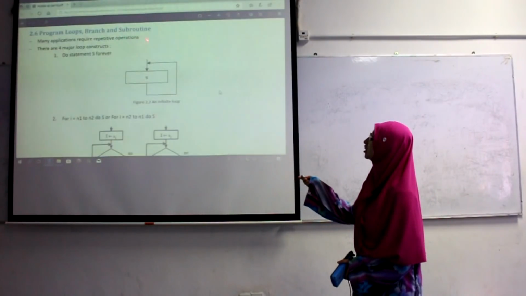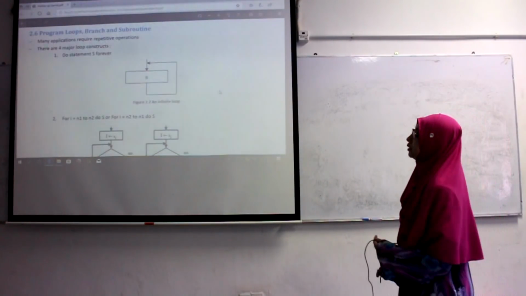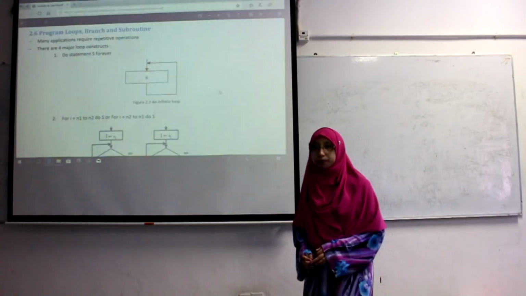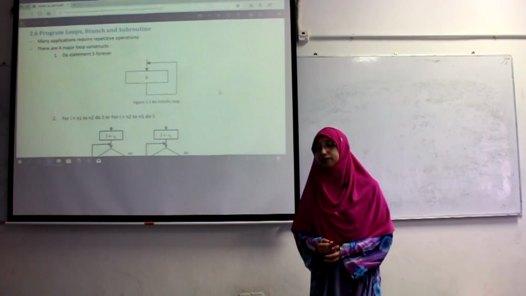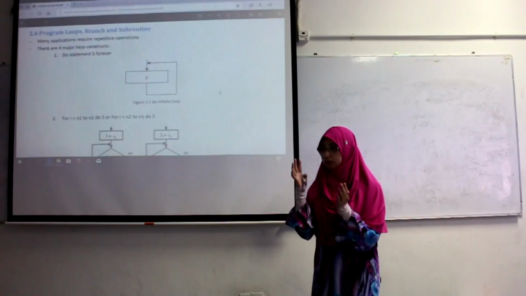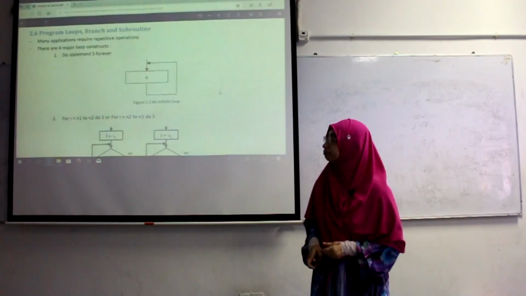Program loops, branch and subroutine. Many applications require repetitive operations, for example, the traffic light controller. So the traffic light, even though it is changing, the process is continuous.